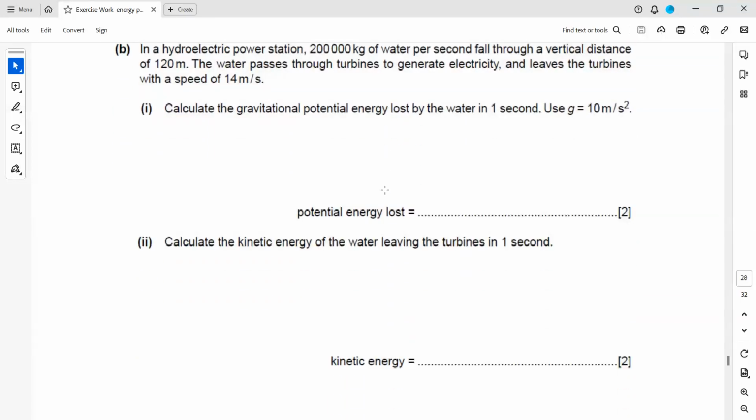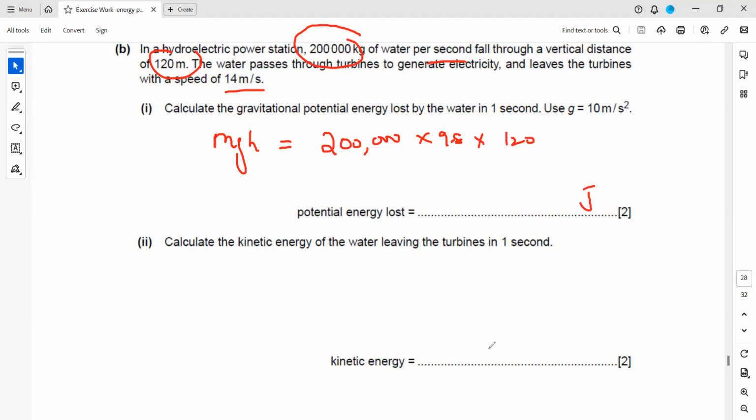The next is: in hydroelectric power stations, 200,000 kilograms of water every second fall through a vertical distance of 120 meters. It leaves the turbine at a speed of 14. We need the gravitational potential energy, mgh. So m is the mass, which is 200,000. g is gravity, 9.8. And h is the height, the vertical distance, 120. So this will give us the energy. What's the answer for this? 200,000 times 9.8 times 120. Give the answer in exponent form.